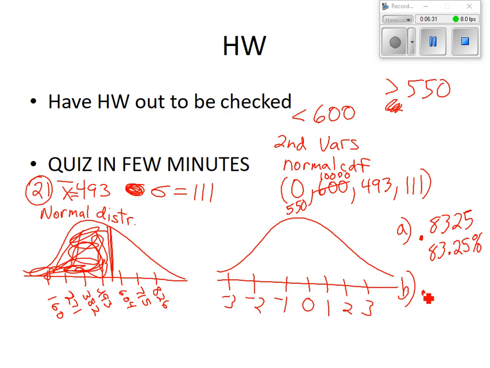Give me 4 places again. 0.3038. So everybody agree with that? So what's the probability that you're going to score higher than 550? About 30%. Now, is that what they ask us for? No, they ask us if 1,000 people took it, how many of those scores would be higher than 550?